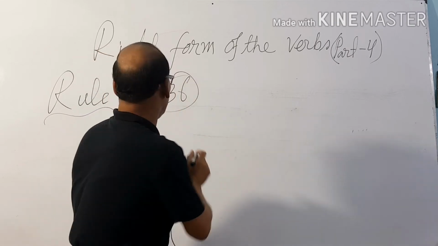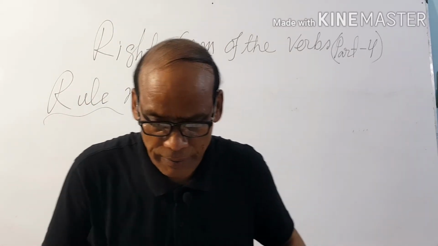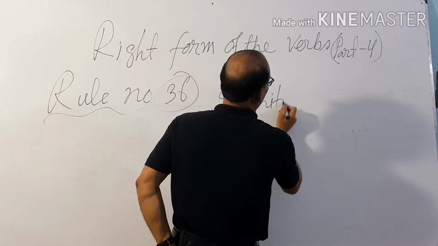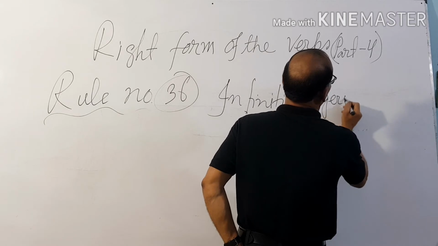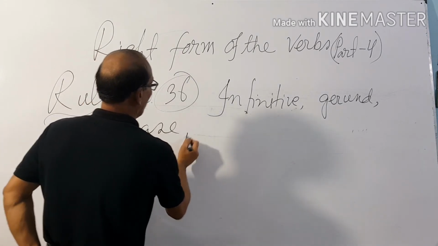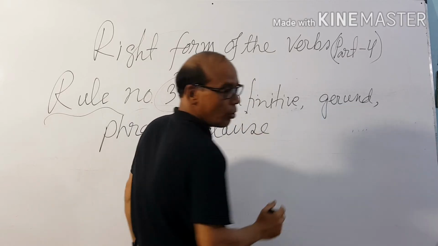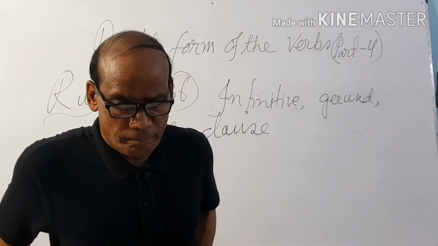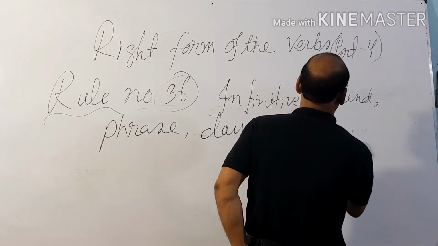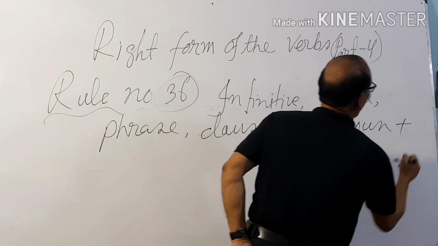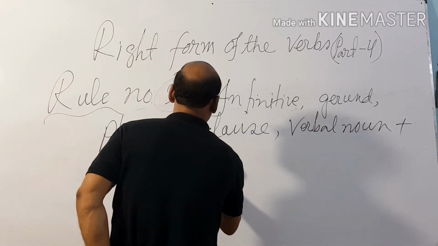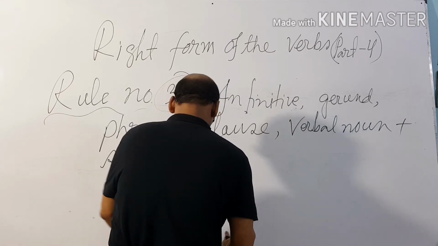Rule number 36. Here, infinitive, gerund, phrase, clause, or verbal noun plus singular verb.